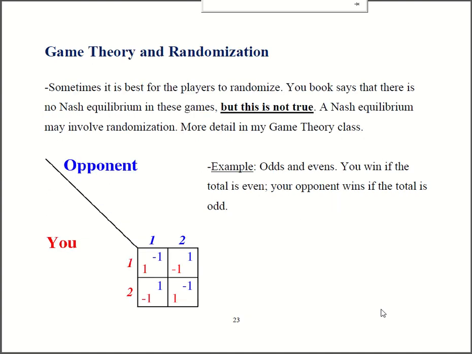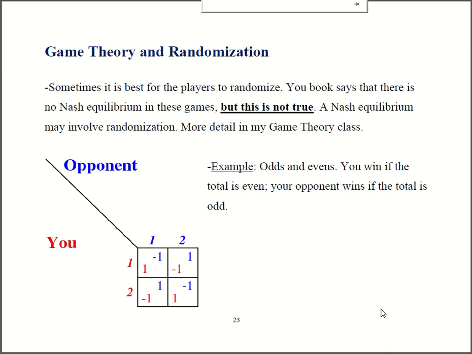Now, there's one important note here I've got to include before I go on. Your book says that there is no Nash equilibrium when the player is randomized. That is definitely not true. There's something called a mixed strategy Nash equilibrium, where the players are making a move at random. One example you're probably familiar with is rock, paper, scissors.